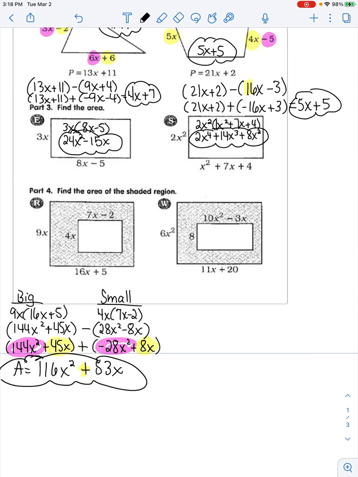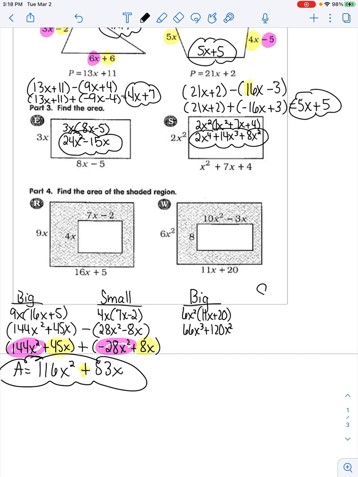And now we're going to do the same thing for W. So we're going to find the area of the bigger rectangle. So we have 6x squared, length times width, times 11x plus 20. 6x squared times 11x is 66x cubed. 6x squared times 20 is plus 120x squared. So that's the area of the first, or the big rectangle.